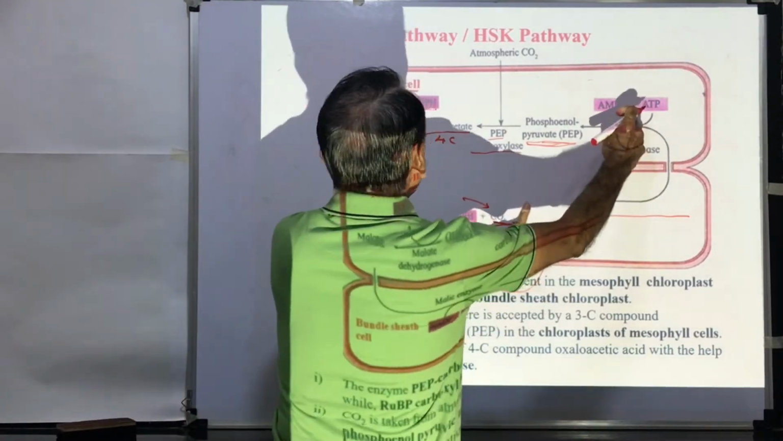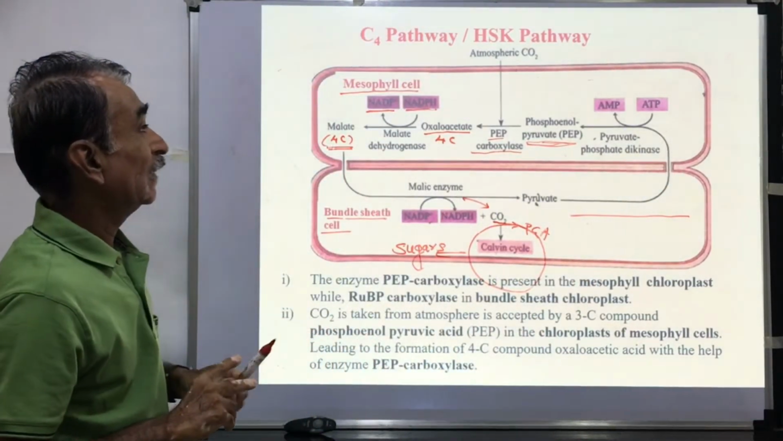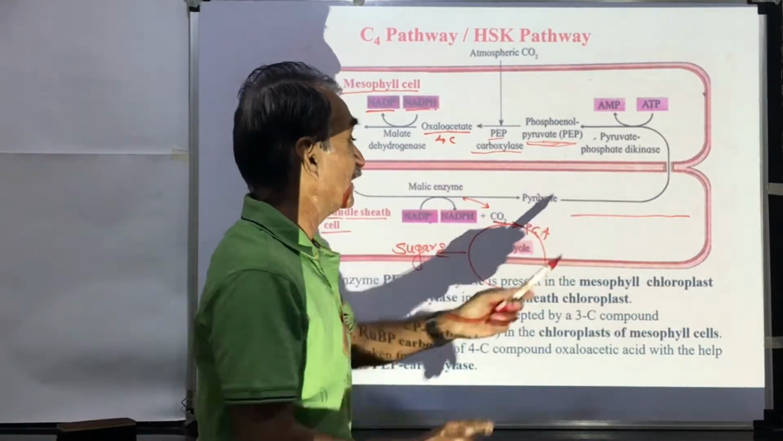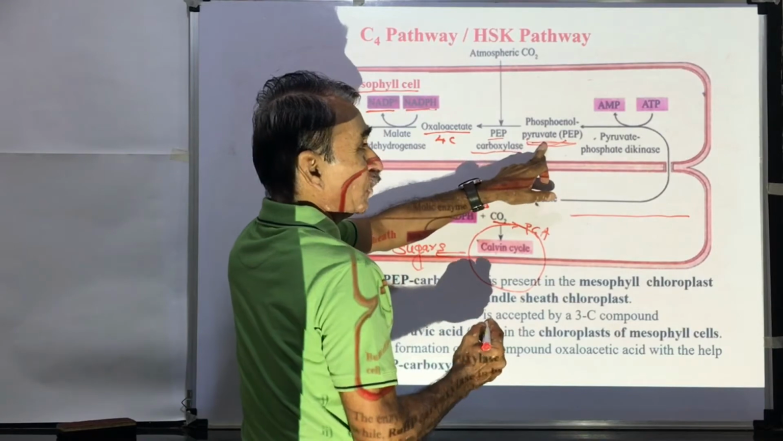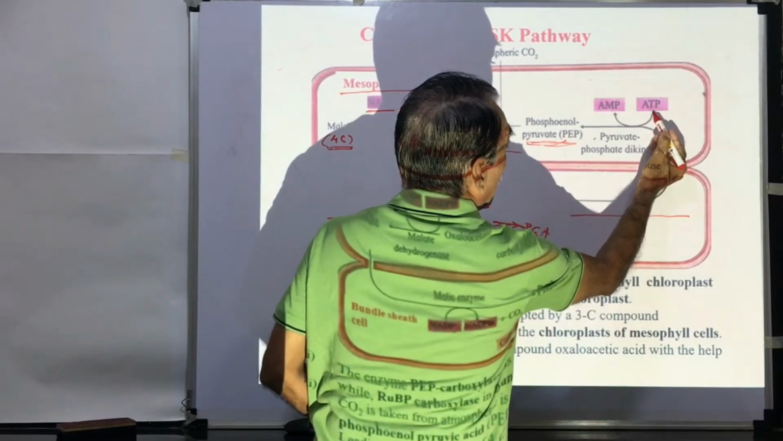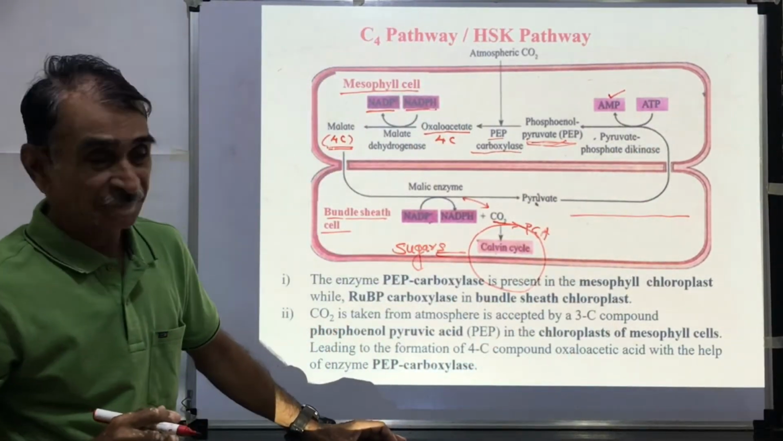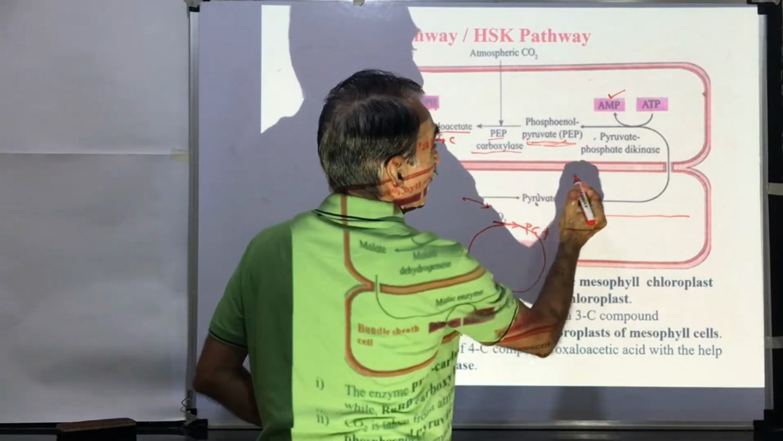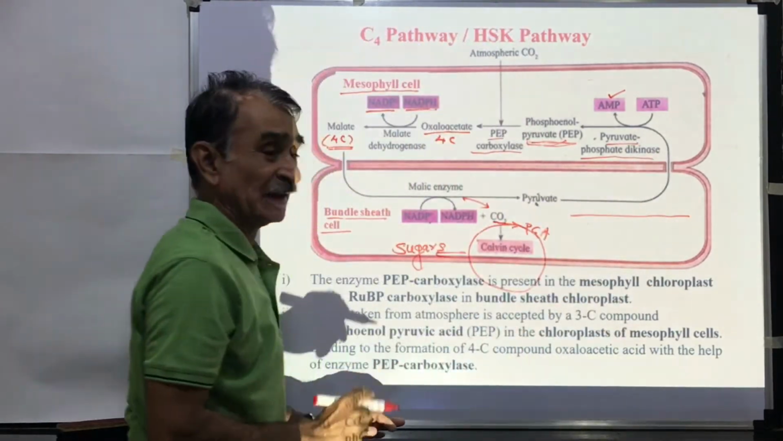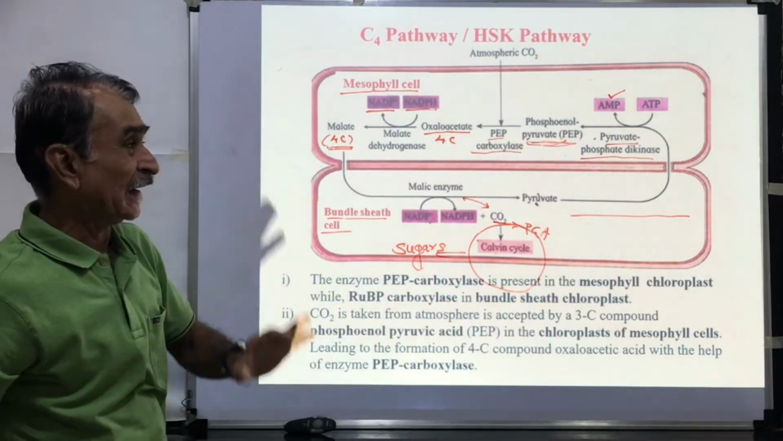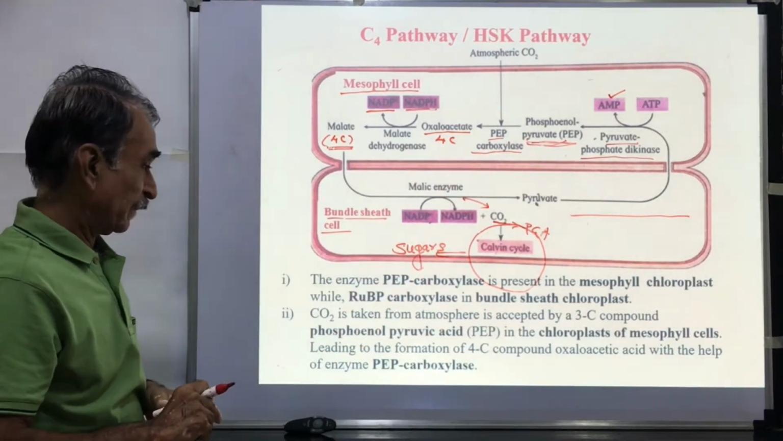Pyruvate is again transported back to the mesophyll cell. Here, this pyruvate is converted into phosphoenol pyruvate. In this reaction, two molecules of ATP are used, which are converted into adenosine monophosphate. This reaction occurs in the presence of pyruvate phosphate dikinase. And again there is a regeneration of phosphoenol pyruvate, or PEP.